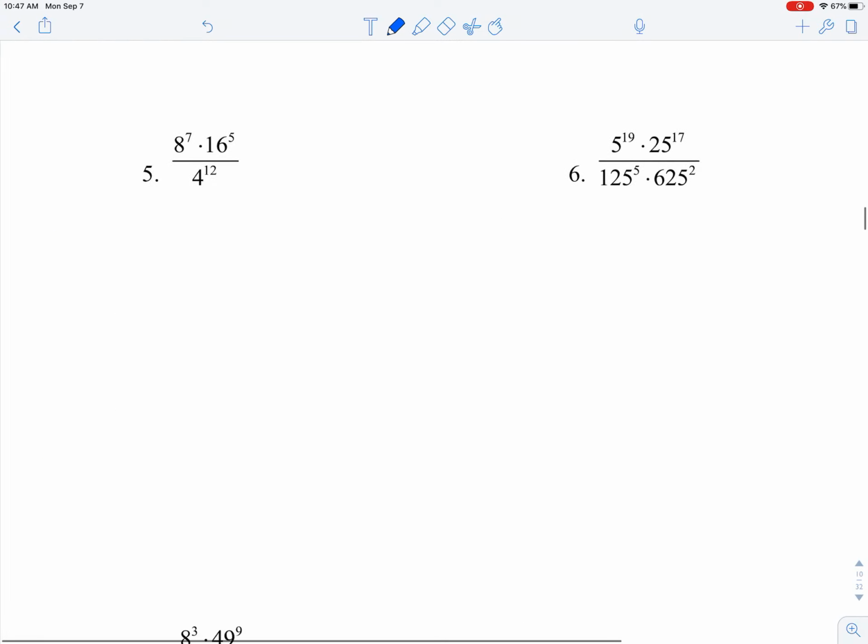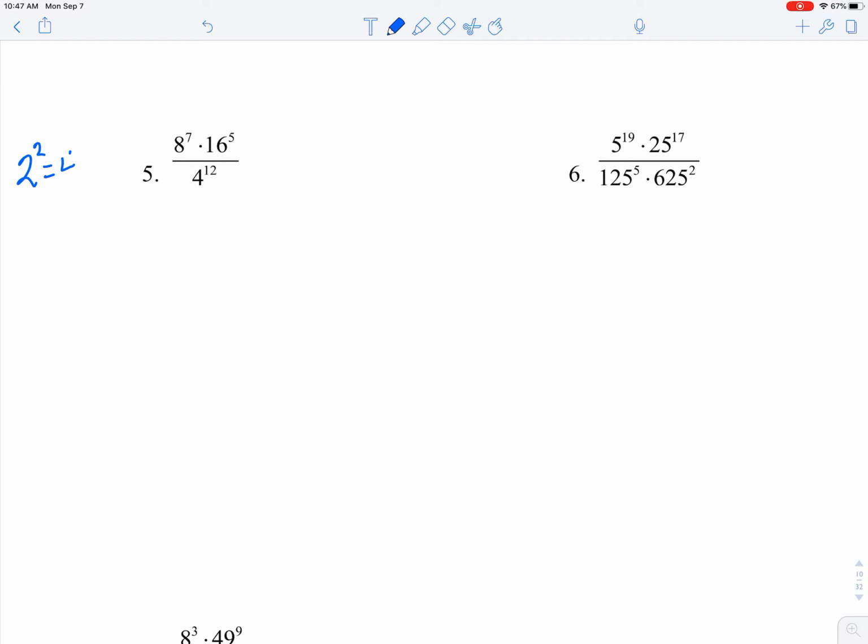Okay, this one's a little bit different. We've got 4, 8, and 16. And your first thought might be, hey, 16 is really 4 squared, I could just use a base 4. But there's no way to turn 4 into an 8. However, there's a smaller base that works.